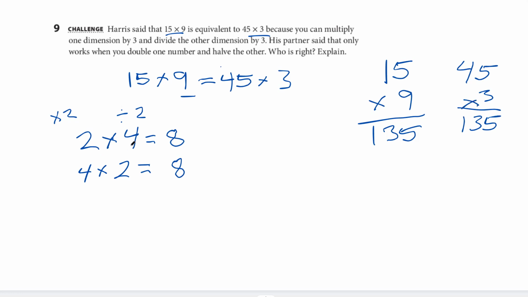I took 2 times 4. I multiplied the 2 by 2 and got 4. I divided the other factor by 2, divided the 4 by 2 and got 2. And the answers both came out to be 8 here. So sometimes plugging in a simpler number makes a lot of sense. So hopefully that helped, and good luck with that. Thank you.